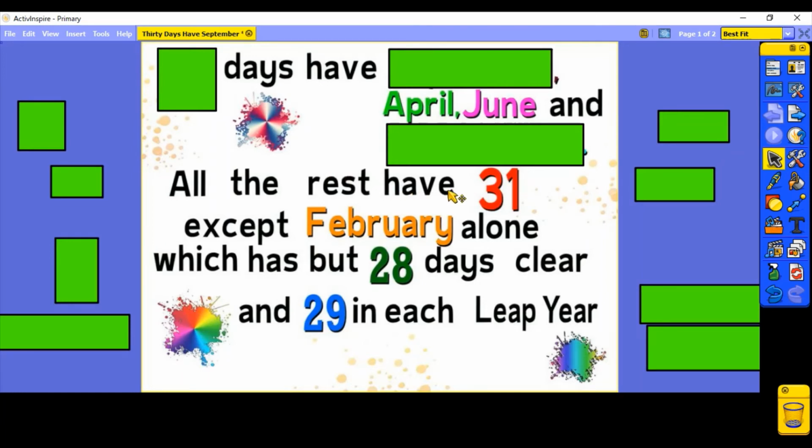All the rest have 31 except February alone, which has but 28 days clear and 29 in each leap year. So 31 is the other key number to remember here. 28, 29, and remembering that February is different, funny February. So 30 days have September, April, June and November. All the rest have 31 except February alone.